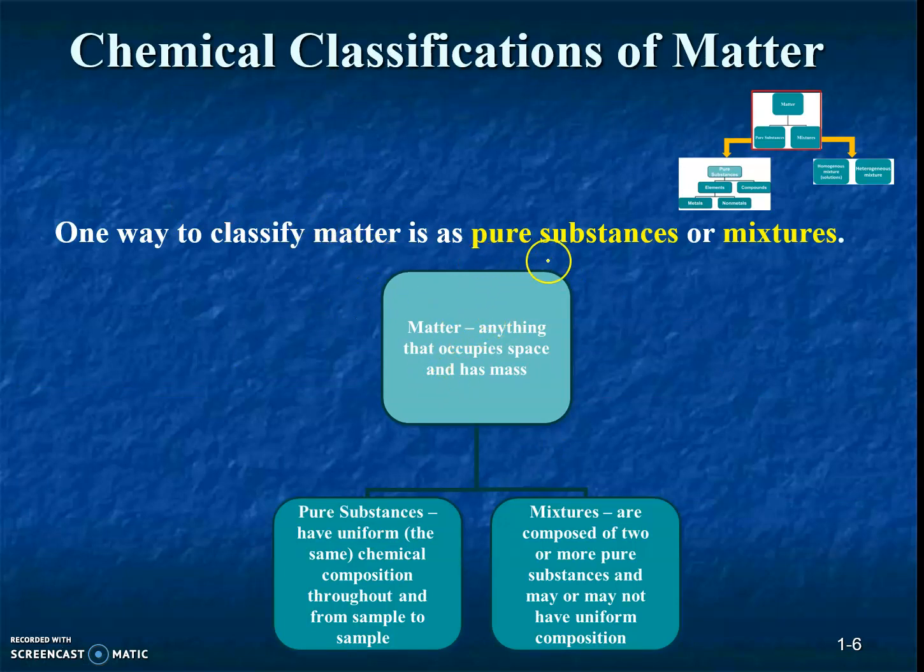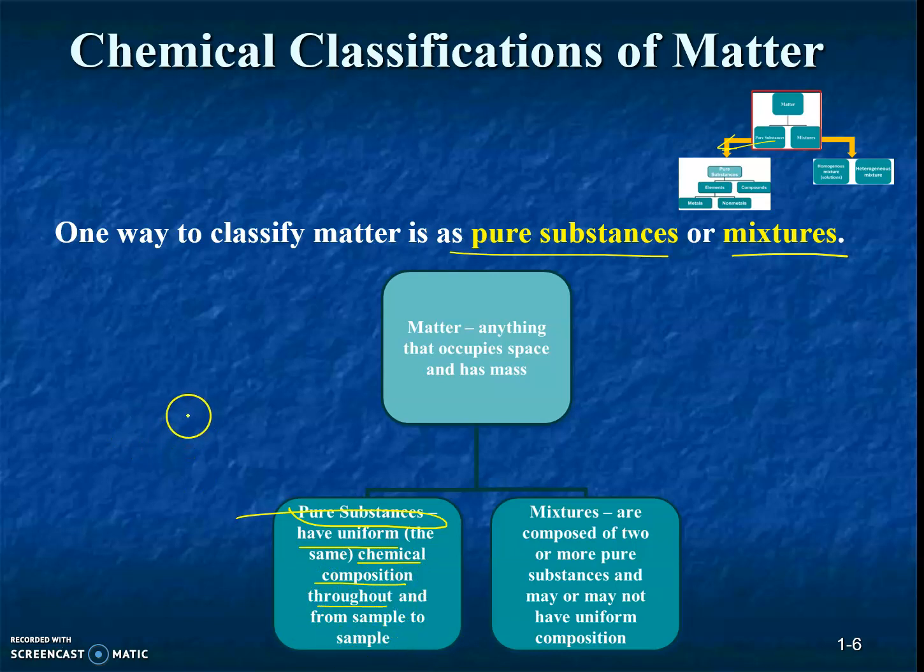Let's start from the top and then we will go down. So we will go to pure substance on the left branch. We will go this way first, and we start with pure substance. So we already know under matter we can have pure substance and a mixture. So what is a pure substance? A pure substance has uniform chemical composition throughout and from sample to sample.